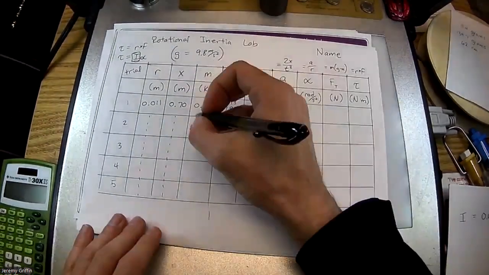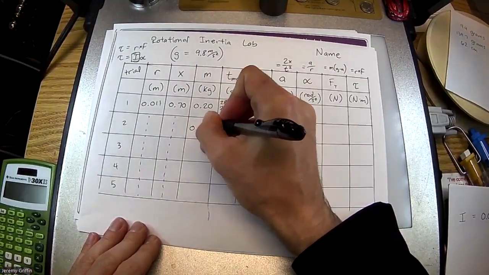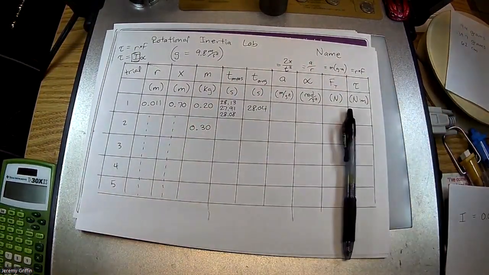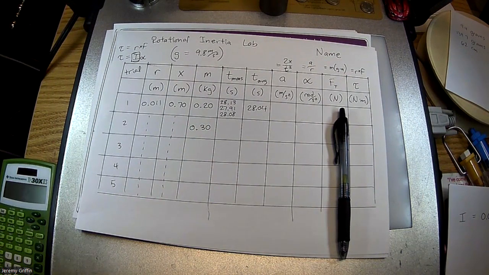Next one, I'm going to add on 100 grams. That'll bring it to 0.30 kilograms. But I have to wind this thing back up. It's rewind time. Rewound. Patch on 100 more grams. All right, guys, ready? Here we go. And go.